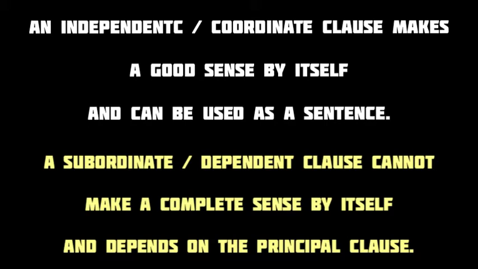An independent or coordinate clause can make a complete sense by itself and can stand as a sentence on its own. But a subordinate or dependent clause cannot make a complete sense by itself. It depends on the principal clause for the completion of meaning, and it cannot stand as a sentence on its own. As a matter of fact, a mixed sentence is a mix of a compound and a complex sentence. Compound because it has two independent clauses, and complex because it has at least one subordinate clause. So it's also known as compound complex sentence.